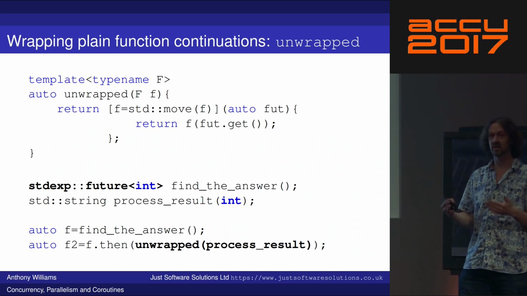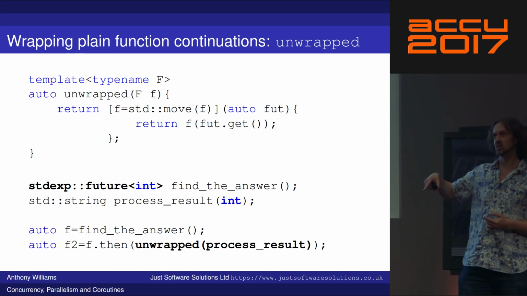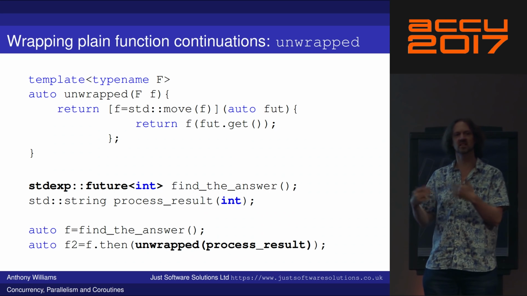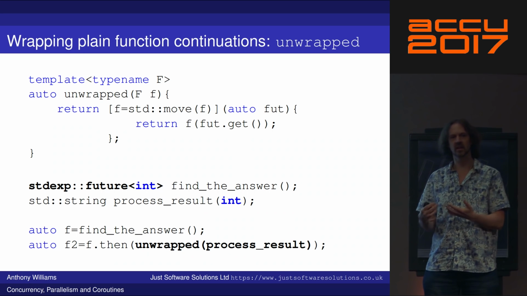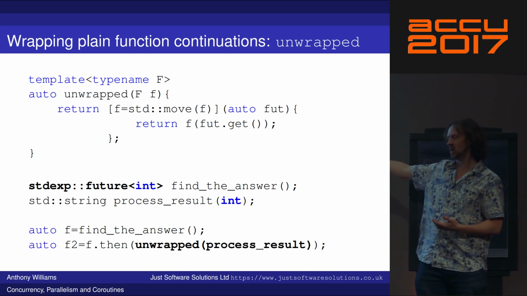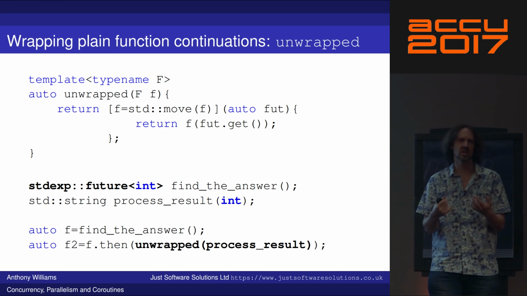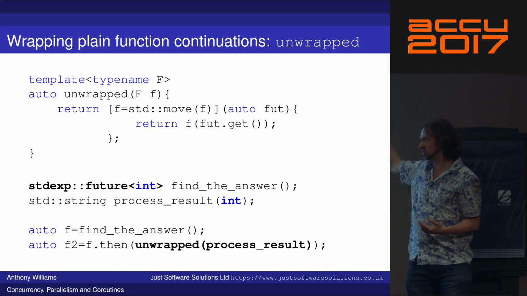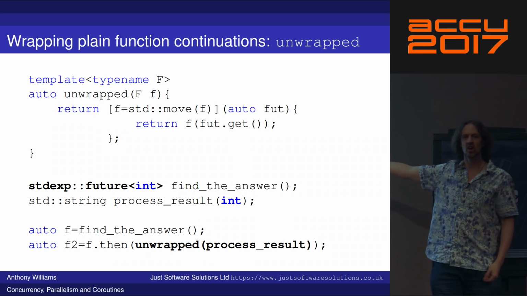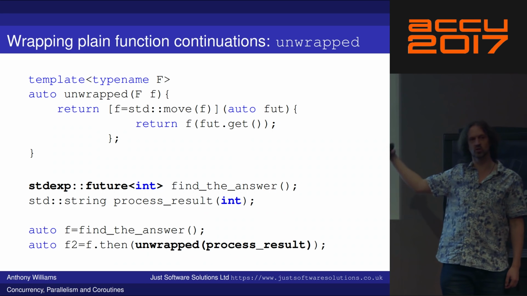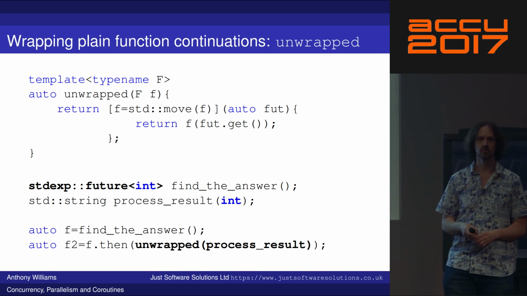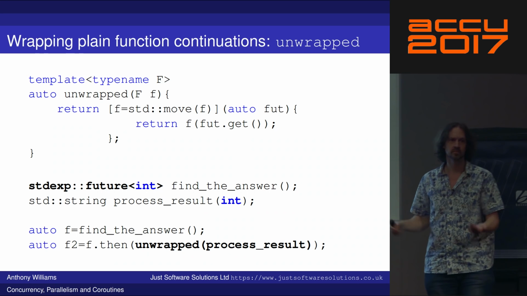It does also mean that whereas on the previous slide, your lambda would have to have captures if you wanted to pass any additional parameters into process_result, then here, if process_result was, say, a callable object that you were trying to construct with local parameters, then you can just do that directly because you're in the calling context. You're not inside a lambda, you're directly inside the function that's calling then. So, different ways.